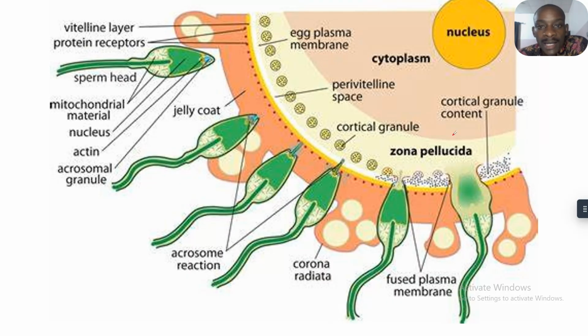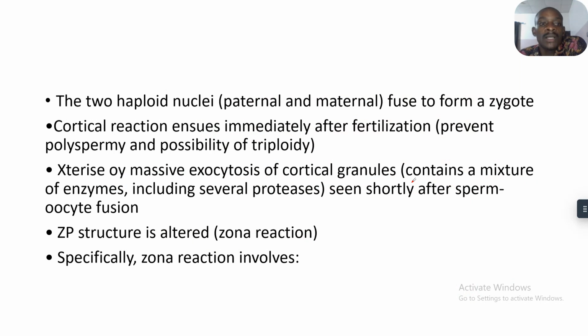Okay. Now, this is still the cortical reaction or the zonal reaction, the acrosomal reaction, where the sperm coming in contact with the ovum degenerate the what? Acrosomal layer, releasing the acrosomal enzymes such as the hyaluronidase, the trypsin-like acrosin, the lysine, and so on. Now we say that the two haploid nuclei, the paternal and the maternal, fuse to form a zygote.